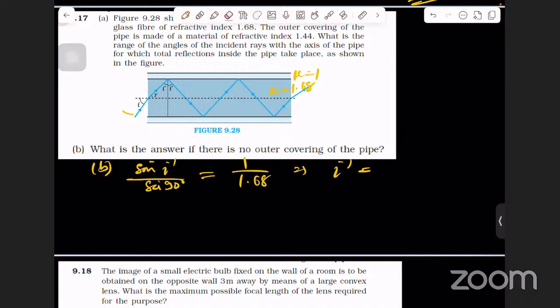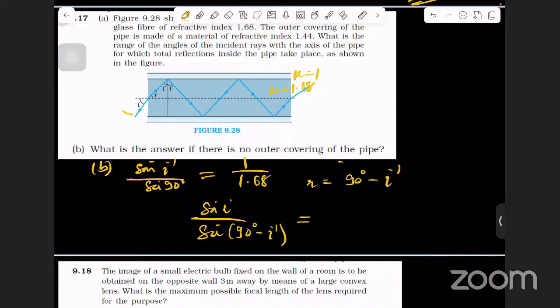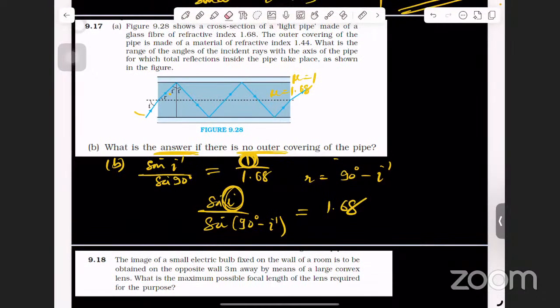Okay, from here you can find I dash, and then you can find R as 90 minus I dash. Then again you can put sine I upon sine R, that is sine of 90 minus I dash, equals this, that is 1.68. From here you can again find this different value. This is the answer if there is no outer covering. If no outer covering, then this value is just 1. I guess that's clear with the question.